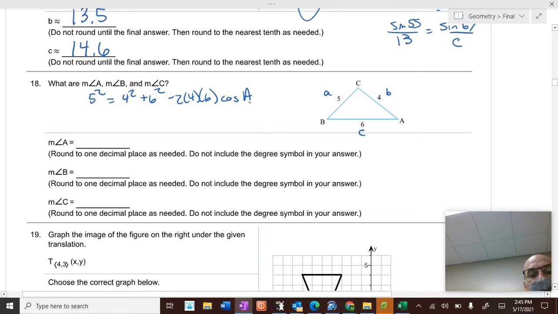Okay? So if we want to get a alone, we take 5 squared minus 4 squared minus 6 squared, and we divide it by what's in front of a because we're multiplying by it, so we have to divide by it. Negative 2 times 4 times 6. You do all that on your calculator. That's what the cosine of a equals, so you get a decimal that's equal to the cosine of a.